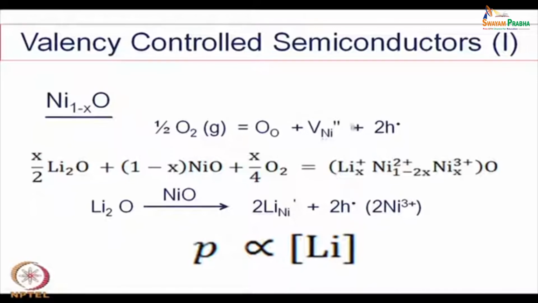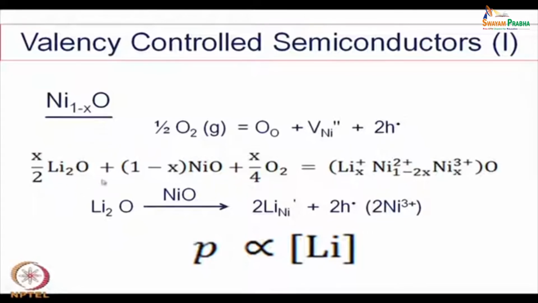Normally, although we have discussed in earlier slides that singly charged defects are also possible, they are not so favorable. Primarily the doubly charged defects are normally considered as the favored defects. So, we will have two positively charged holes.